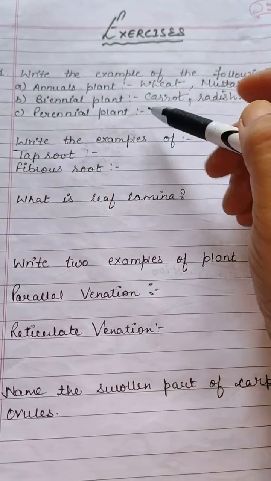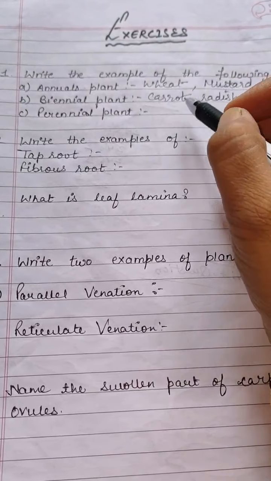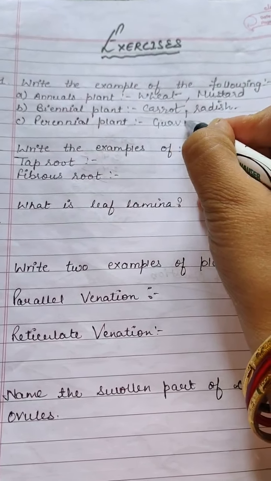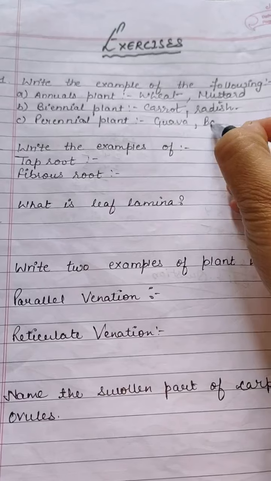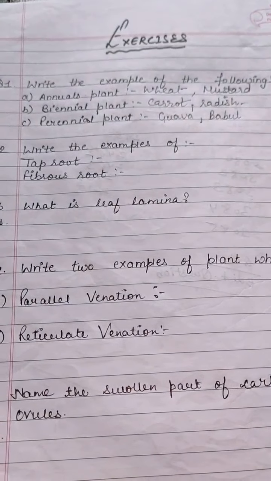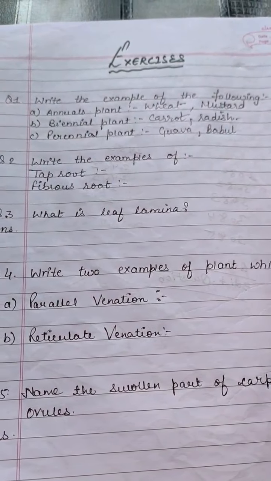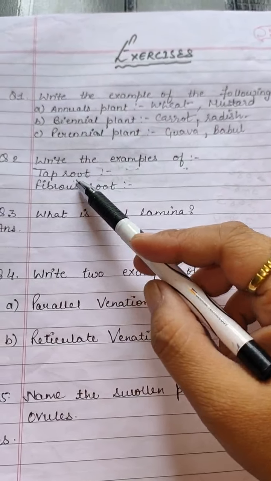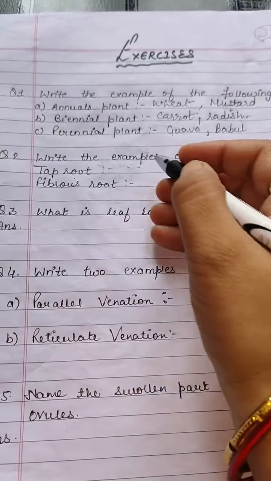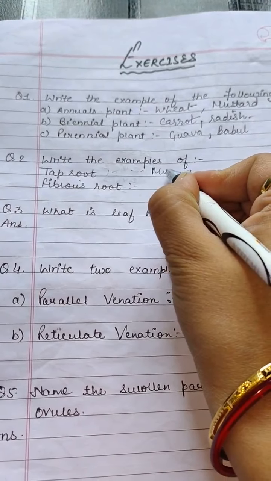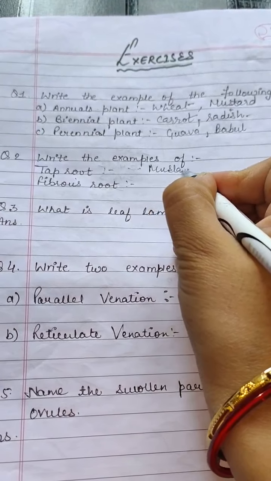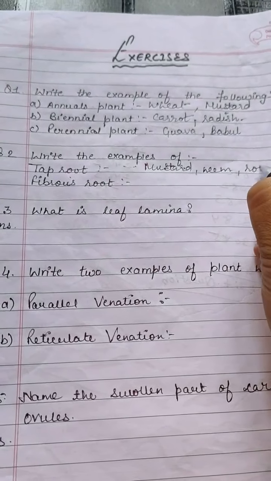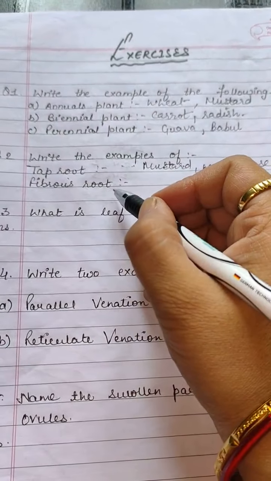Next are perennial plants. Perennial plants are those plants whose life cycle takes more than 2 seasons for completion. So the answer is guava, babool, grapes, apple, orange and many more. Next is write the examples of tap roots. The examples of taproots are mustard, neem, rose, etc.